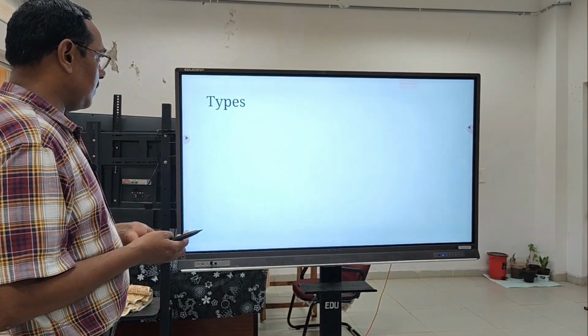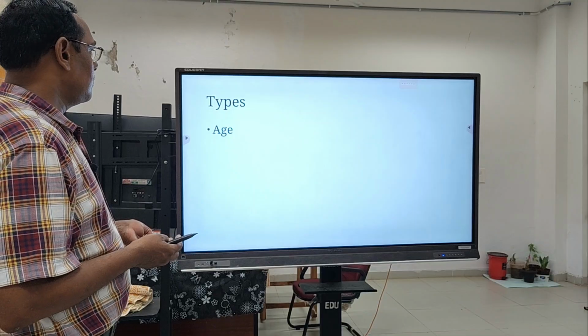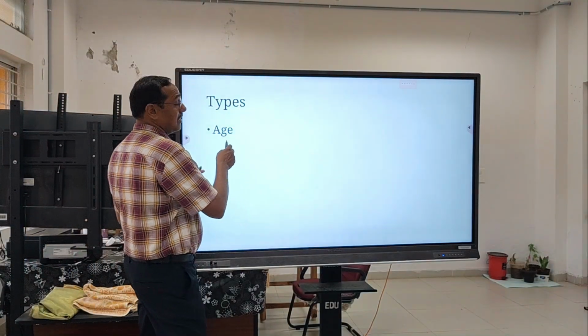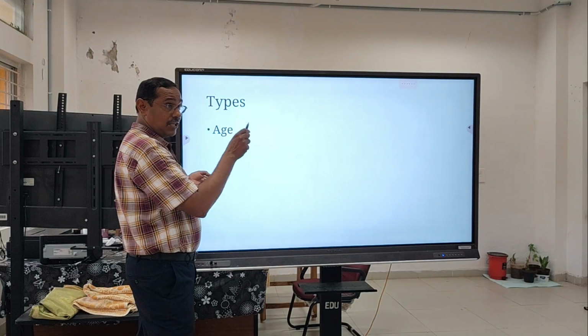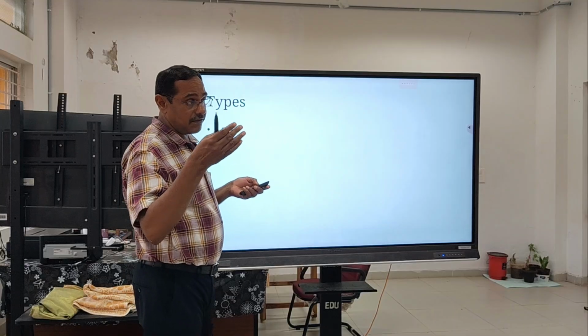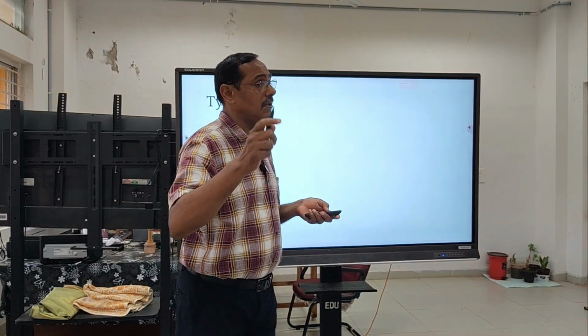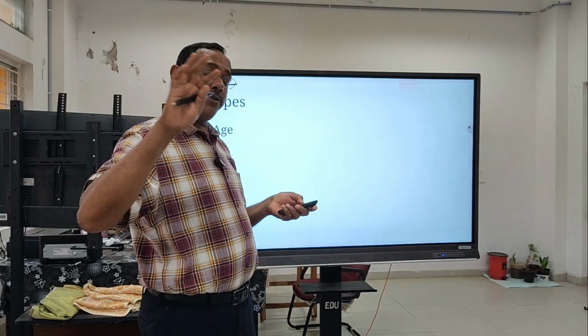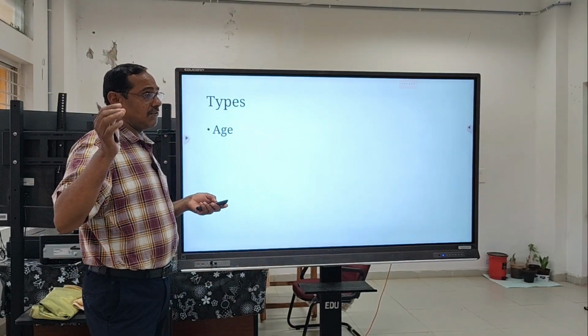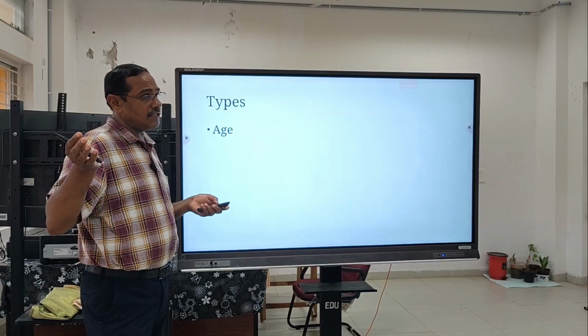So there are many types for fixing norms. Age we may fix. For second standard, third standard, for third age, for fourth age. If you go for a general intelligence test, we have different intelligence tests for different ages. For the age of 3, there are different intelligence tests. For age 4, we have different intelligence tests. For age 5, we have different intelligence tests.